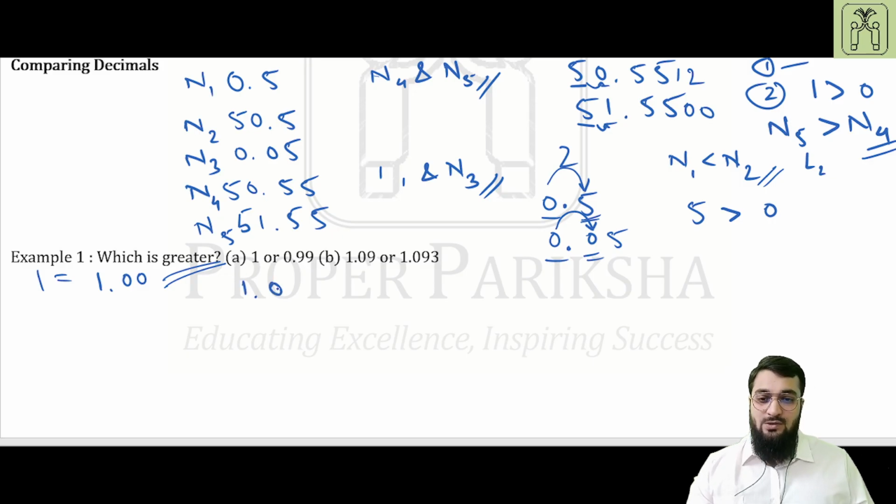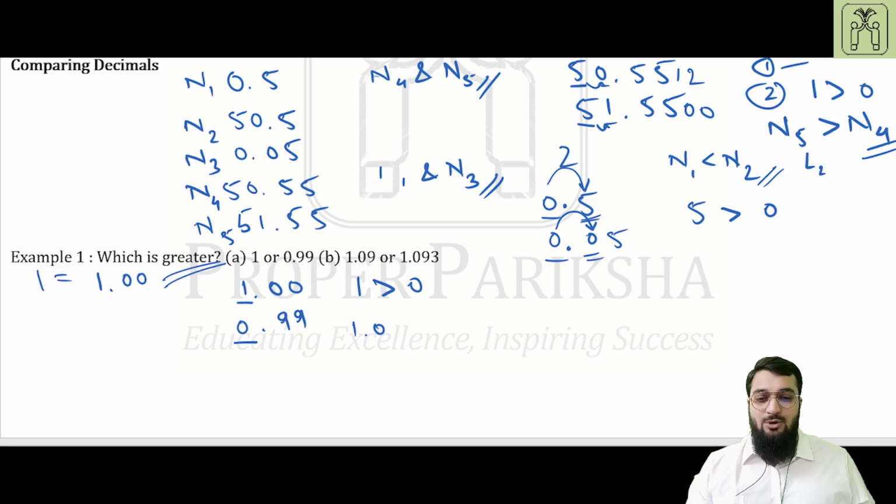That is 1.00 and 0.99 will be written over here, and they will be compared. So how will they be compared? Number of digits on the left side of the decimal point will be compared. They are both equal to each other, that is 1 and 1. So we will start comparing the digits starting from the left. So here it is 1, here it is 0. Therefore, we get the answer that 1 is greater than 0.